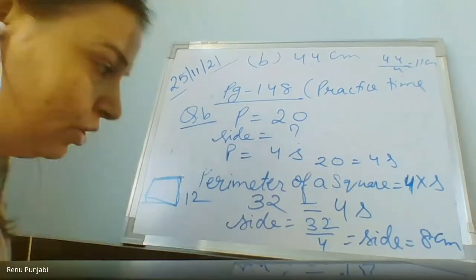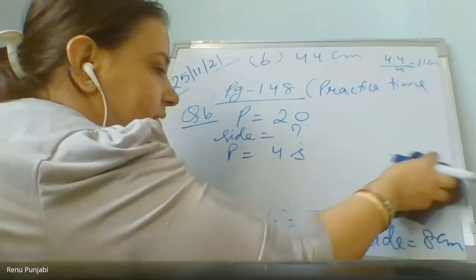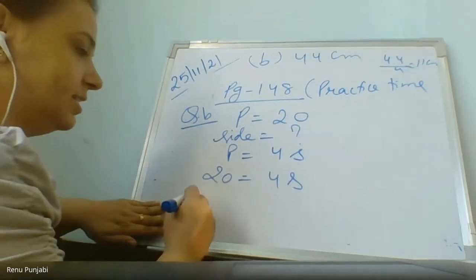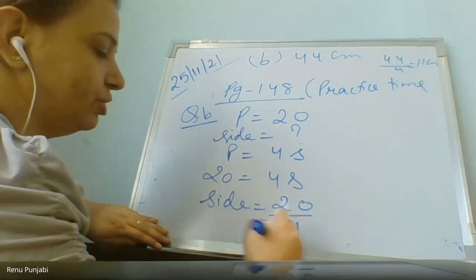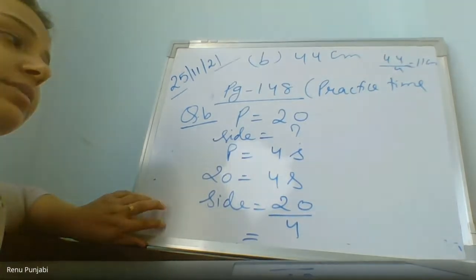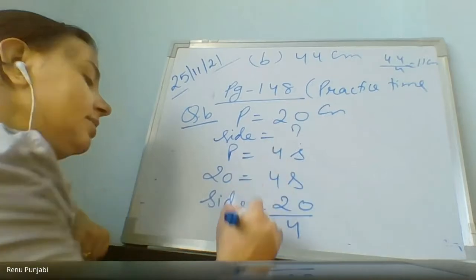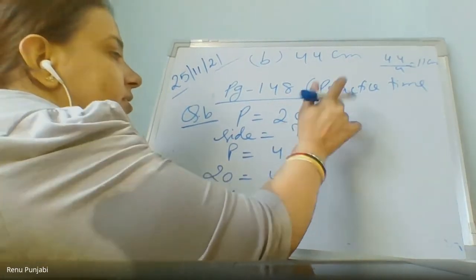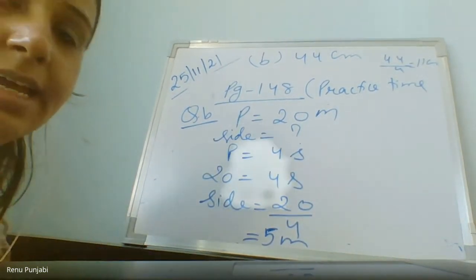So can I erase the board from down? Yes. At the place of perimeter, I will write what is given to me. So side equals 20 divided by 4. So the answer will be 5 meter. Yes, ma'am, it is given in meter. Okay, yes, 5 meter. Clear, everyone? So tick that A and B is done.